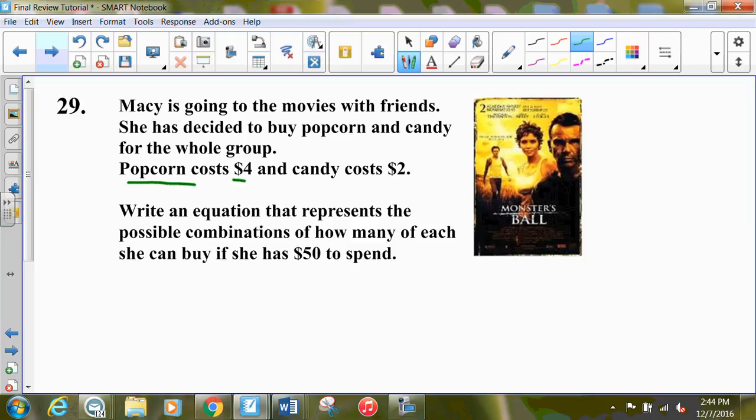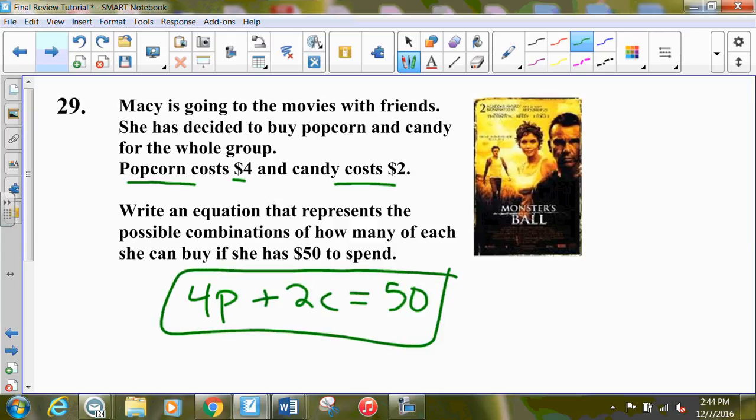Popcorn costs $4, so that's 4p. Or depending on what's written on the test, on the final, you could see popcorn instead of p, you could see it as an x. Candy costs $2. We're buying both of them together and spending $50. Voila, we're done. Well, with that problem.